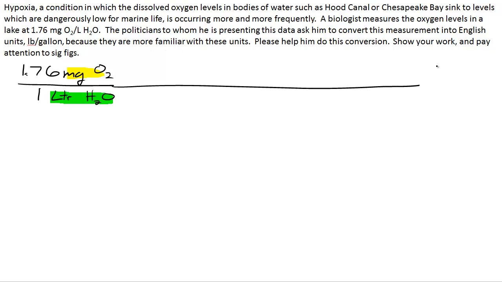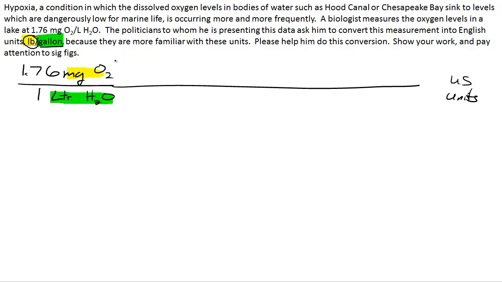And where do they want us to go? They just want us to go to US units. So instead of milligrams, we're going to need pounds. And instead of liters, we're going to need gallons. Right? So I'll even put these in colors. Yellow goes to yellow, green goes to green.